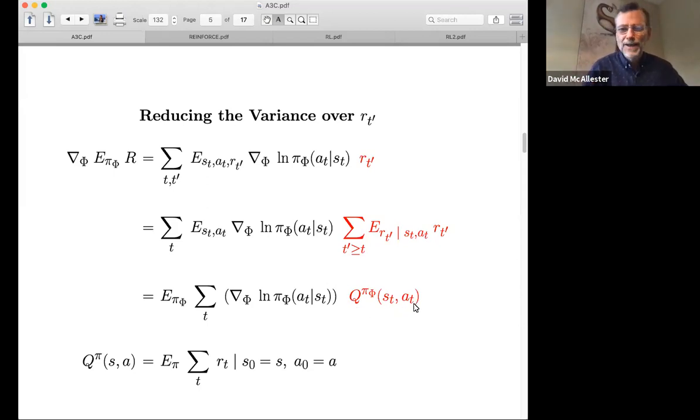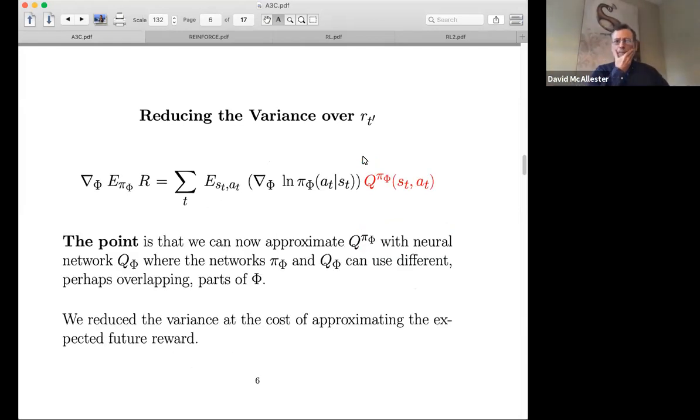Now, how can I do that? Well, I do that by training now 2 networks. I train the policy network, and I also train a Q function network. Then by training this Q function network to approximate this part, I get rid of the variance due to this random variable that's happening later in time. The point is that we can now train a Q function along with the policy. So we're still doing policy gradient. We still have the policy network, but now we have 2 networks, and this reduces the variance.